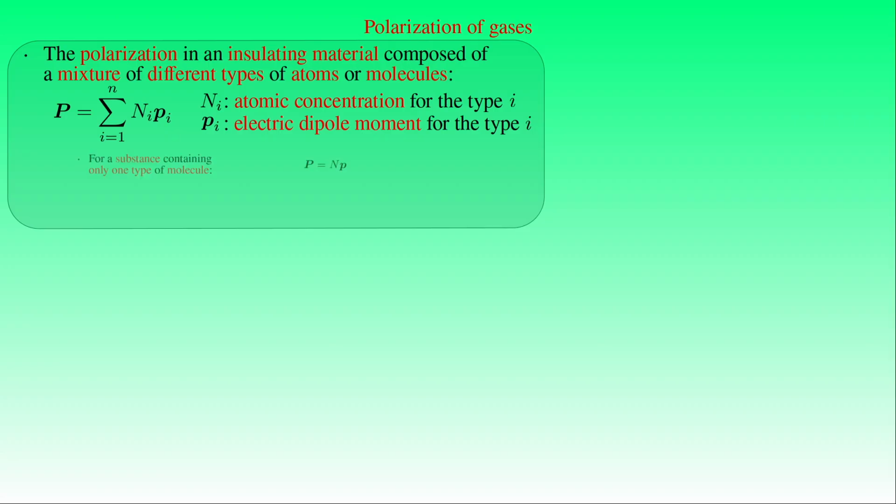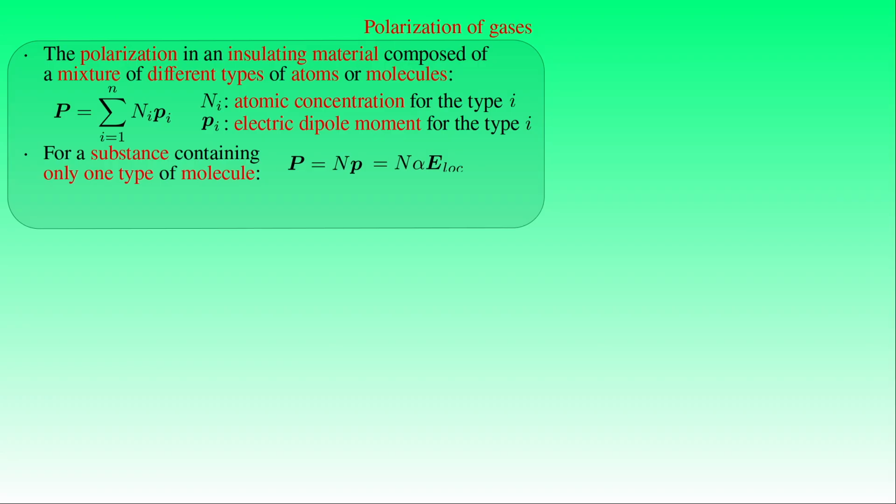If the substance contains only one type of atoms or molecules, then the polarization field P at the position of an atom or a molecule is given by the number density n of the atoms or the molecules in the medium, times the electric dipole moment p of the atoms or molecules. For the sake of simplicity, we consider atoms as monatomic molecules and we will only talk about dielectric materials composed of molecules. The polarization field can also be written as the molecular concentration N times the molecular polarizability alpha of the molecules, times the local electric field E loc acting on the molecules.